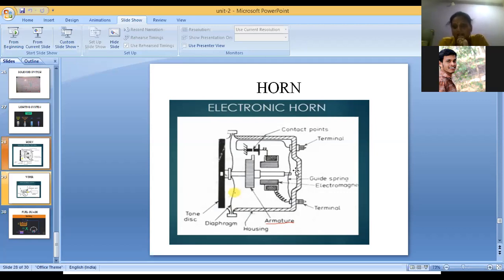When you press the horn, these two will come in contact with each other. Then a magnetic field is created at the windings. Because of this magnetic field, the armature will move back. When you remove your hand from the horn switch, the contact will break and this will come and hit back with some force. As a result, the diaphragm will move. Because of this movement, the tone disc will produce the sound.